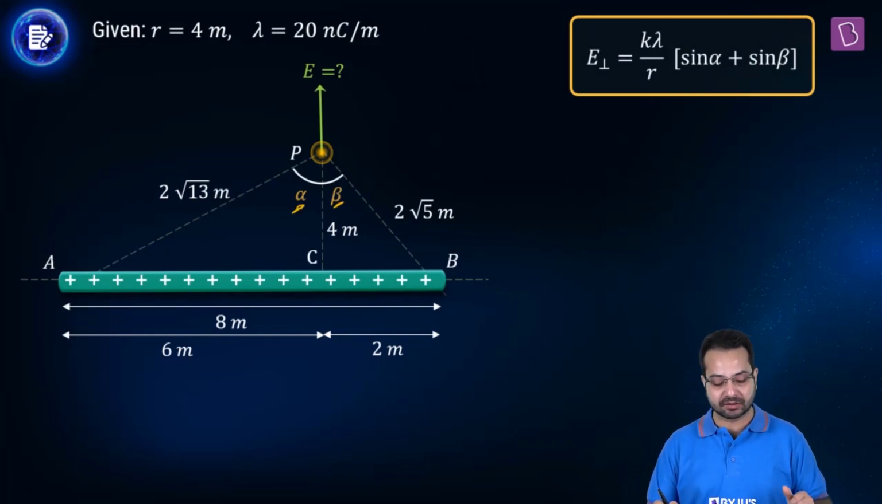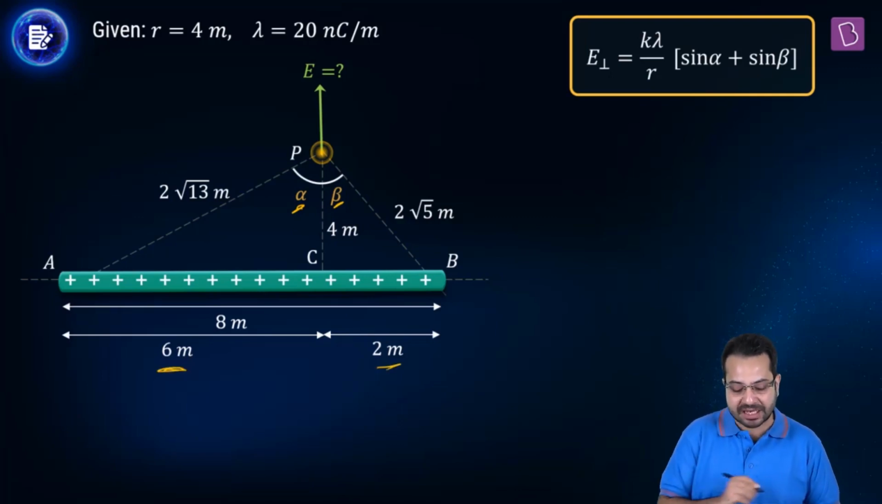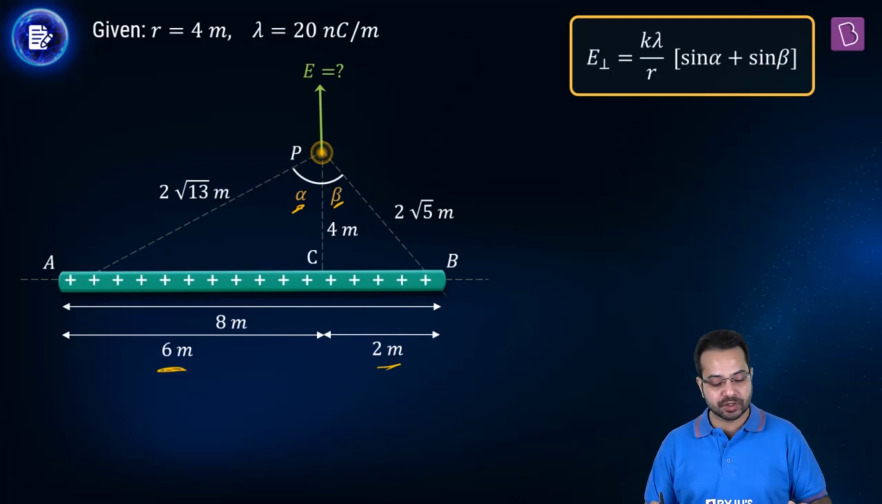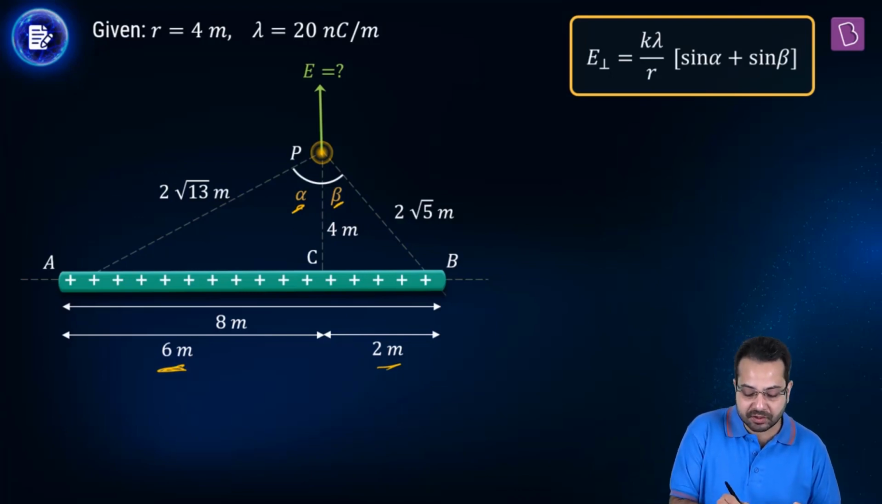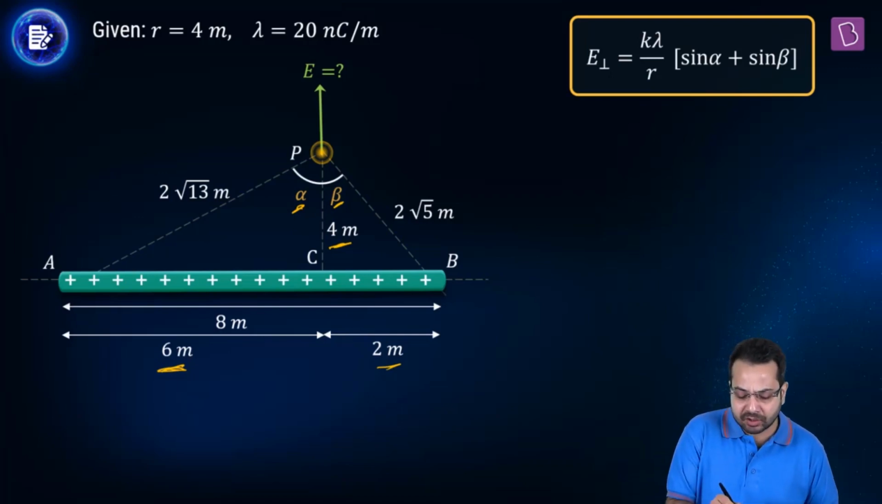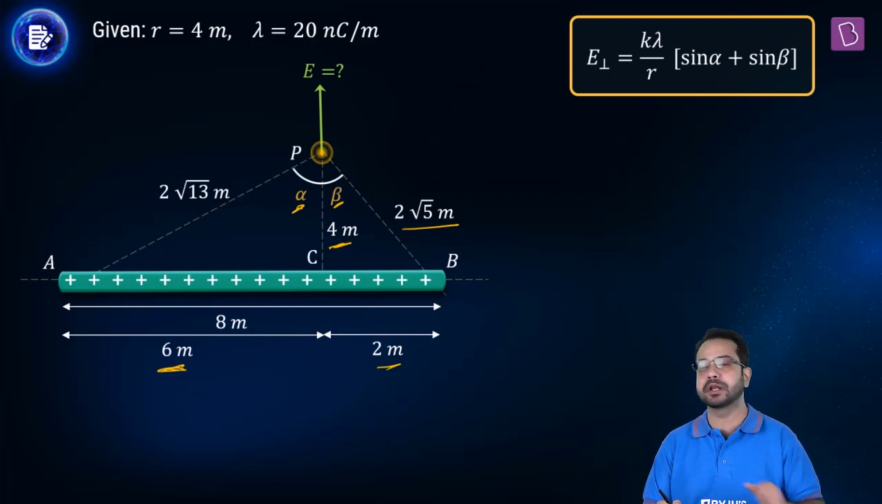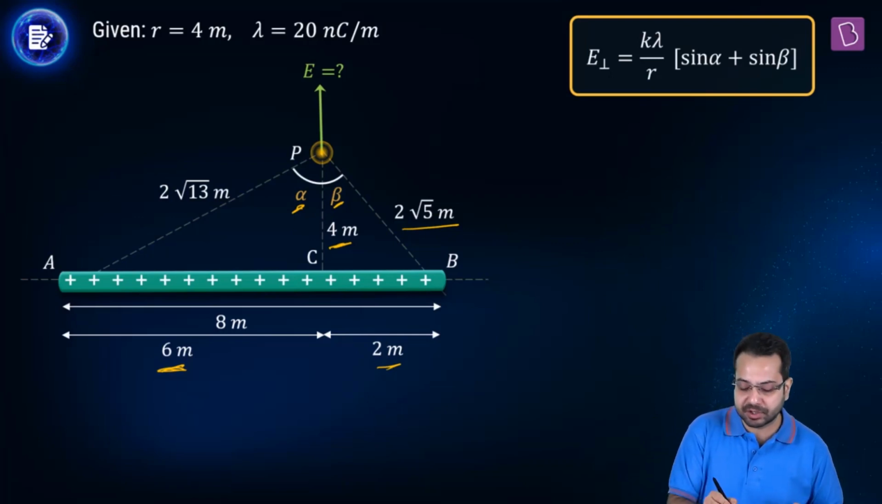Again, a little bit of calculation. The entire length is 8 meter, this is 2 meter. So this length AC is going to be 6 meter. Using Pythagoras theorem, 6 meter, 4 meter, this length AP is going to be 2 root 13 meter. Simple Pythagoras theorem. And here also this is 4 meter and 2 meter. Using Pythagoras theorem, we can say this is going to be 2 root 5 meter. Okay, now all we need to do is make the substitution.